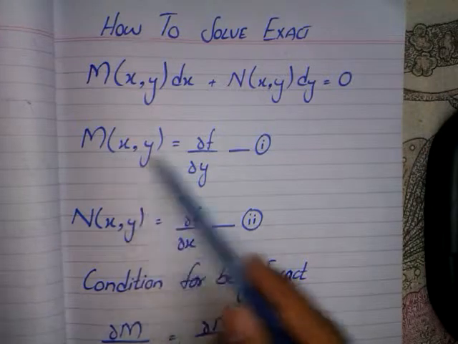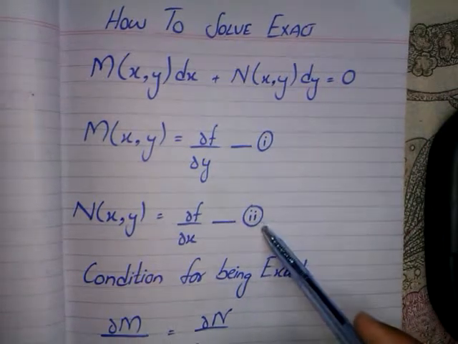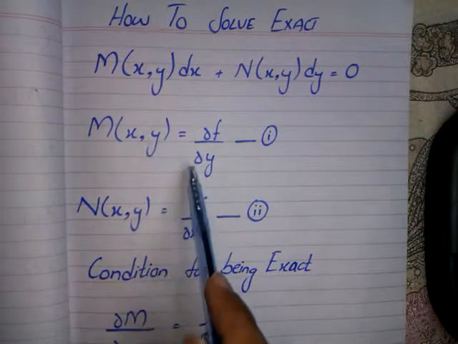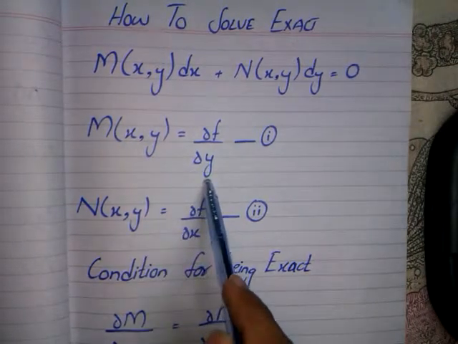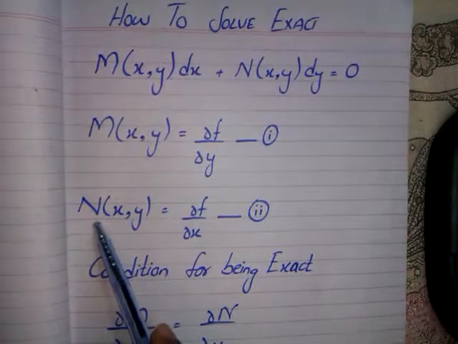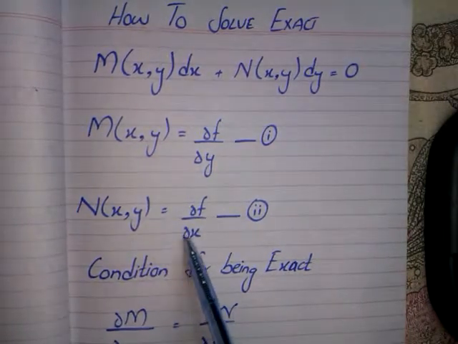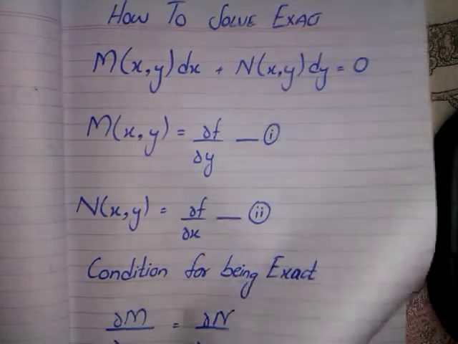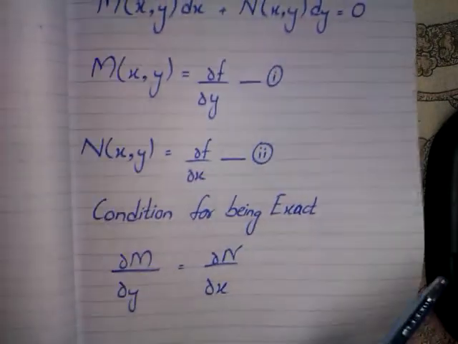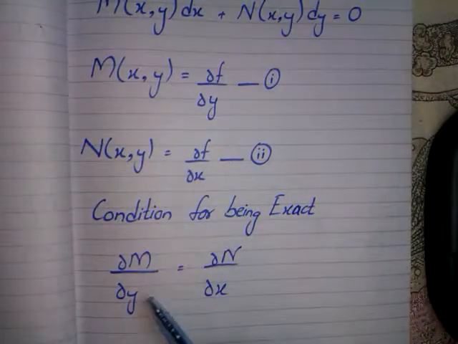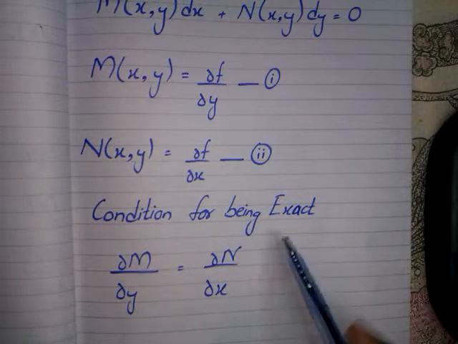First we will name them equation 1 and equation 2. We will take the M part and differentiate it with respect to y, keeping x constant, and take the N part, differentiating it with respect to x, keeping y constant. When both the answers are equal, that means the condition for being exact is true.